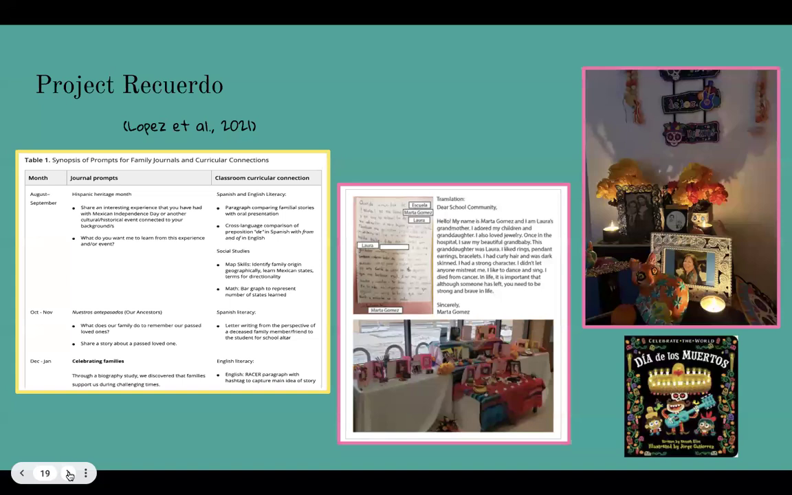And here, this example of Project Recuerdo comes out of the work of Lopez and colleagues. And this reflects a group of teachers who put together a curriculum for the year with the goal to represent students' cultural backgrounds and knowledge. And just a snapshot from that work here is some of the ofrendas that they developed during Dia de los Muertos.